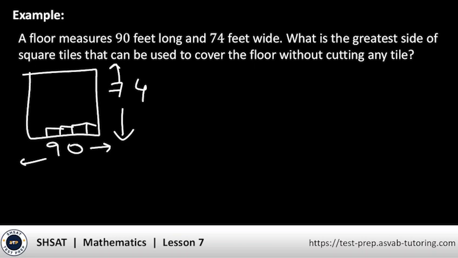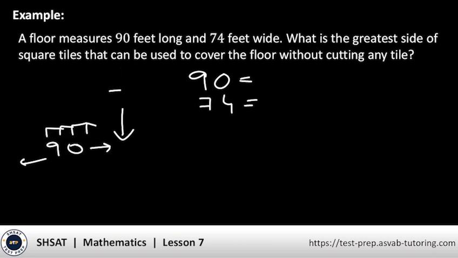So how many square tiles? So what's the greatest side of square tiles? Because the square tiles can even be like 1 centimeter or 1 inch long or 1 foot long. So what's the greatest size of square tiles that you can use to cover the entire floor? So once again, the greatest, right? So greatest means greatest common factor. So individually, I can do 90 and 74 here. Let me just erase this part here so that there's space for me to figure out the greatest common factor for 90 and 74, yeah?